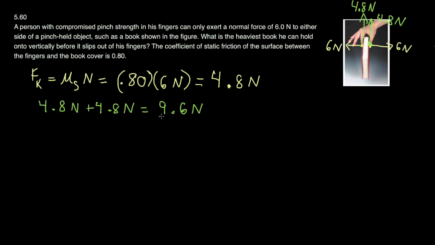And so what this means is that if this book weighs more, has a weight greater than 9.6 newtons, this book is going to fall. It's going to start slipping. And so that means the maximum weight this book can have is 9.6 newtons.